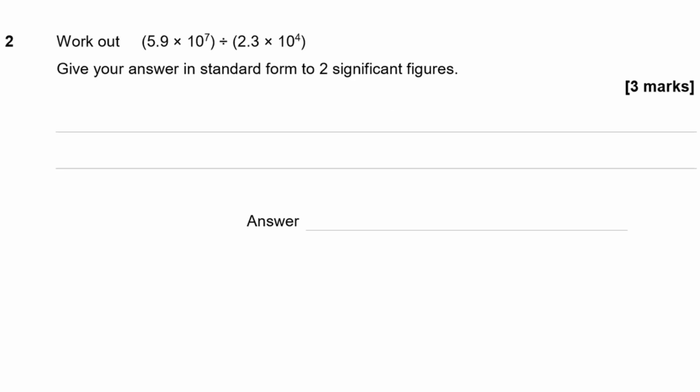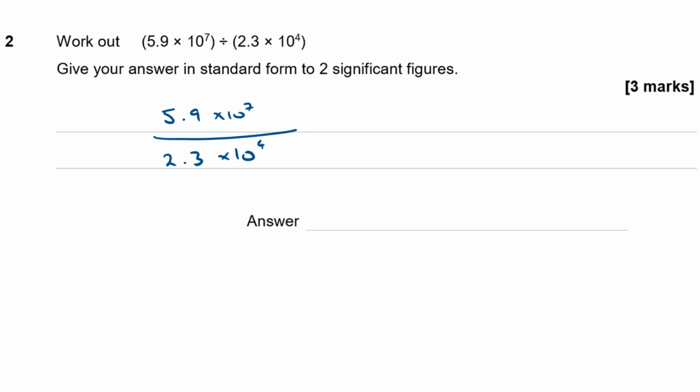Question 2. Work out 5.9 times 10 to the 7 divided by 2.3 times 10 to the 4. Give your answer in standard form to two significant figures. So I'm going to rewrite this as a quotient because it's easier to see what's going on. 5.9 times 10 to the 7 divided by 2.3 times 10 to the 4.